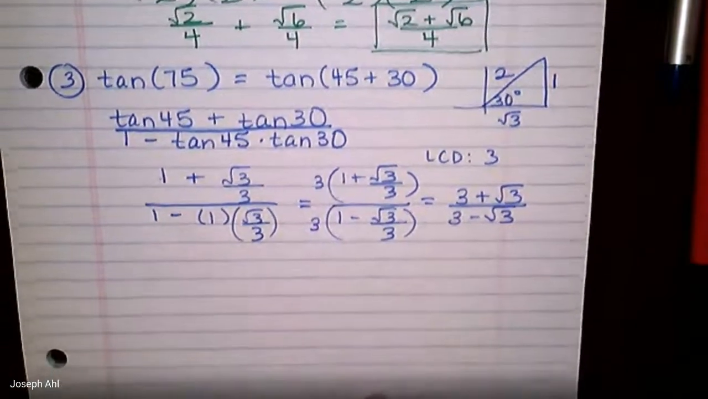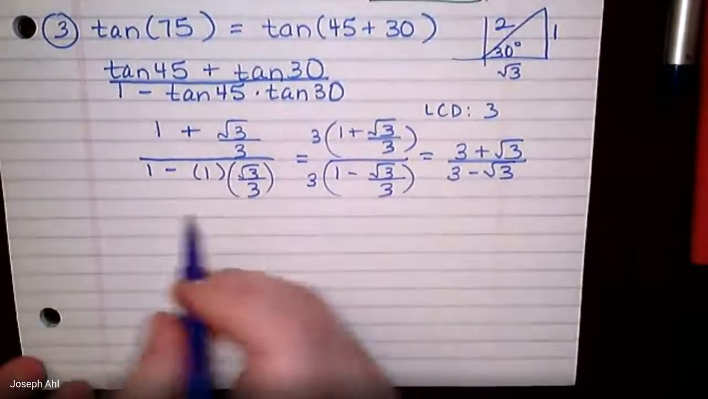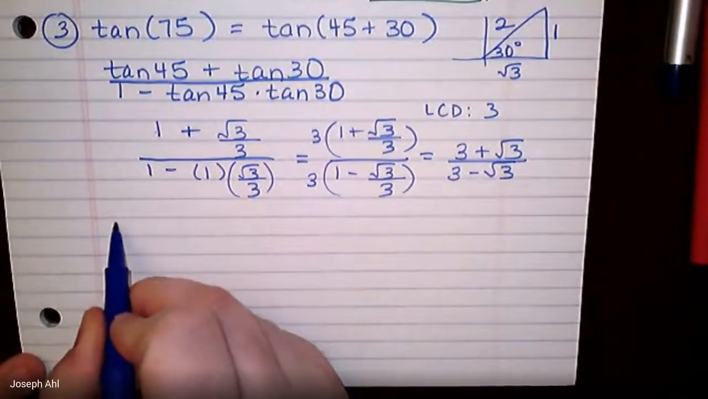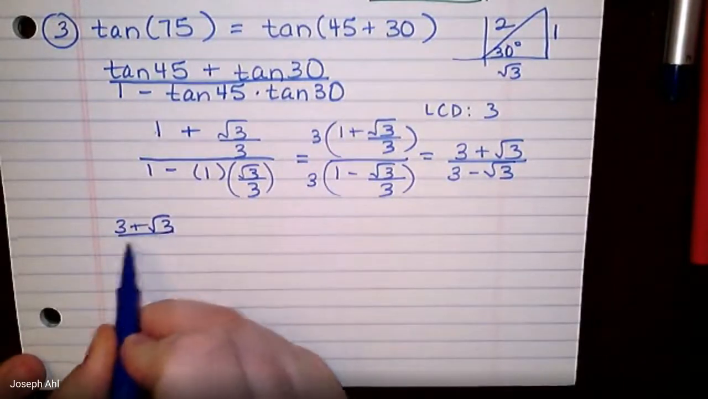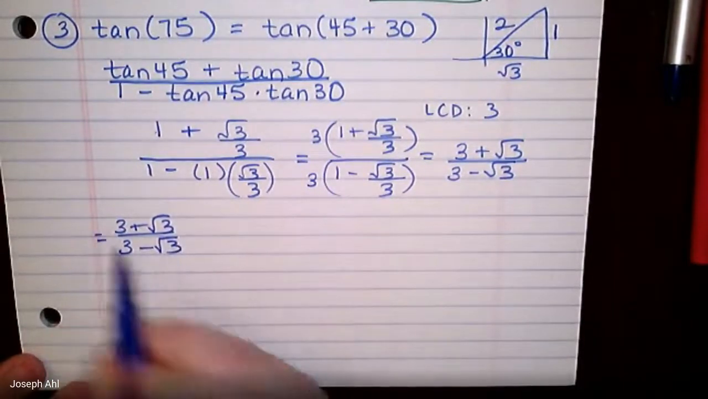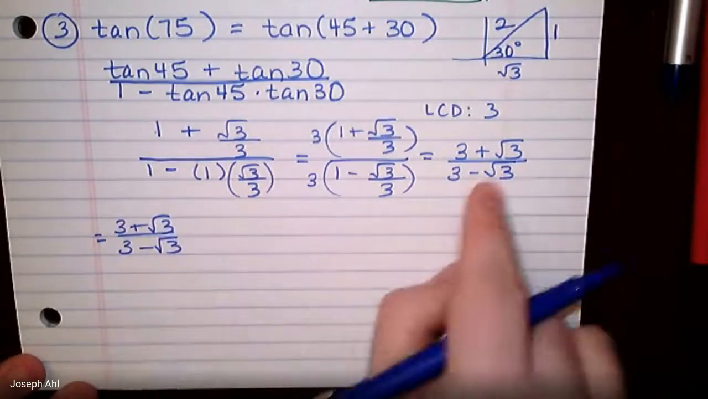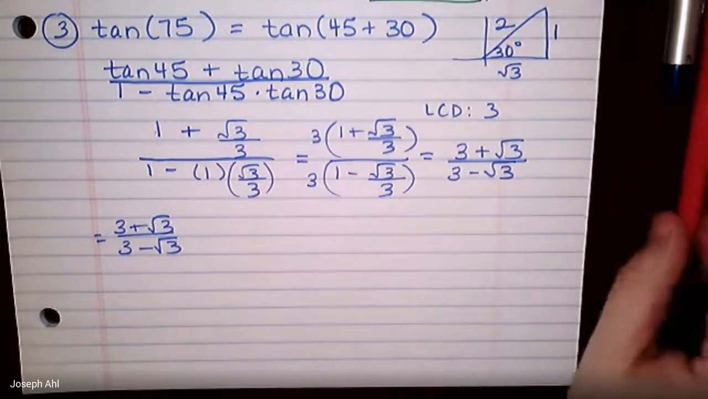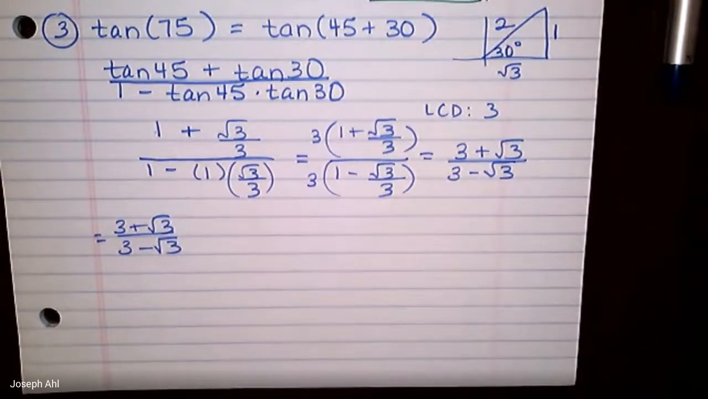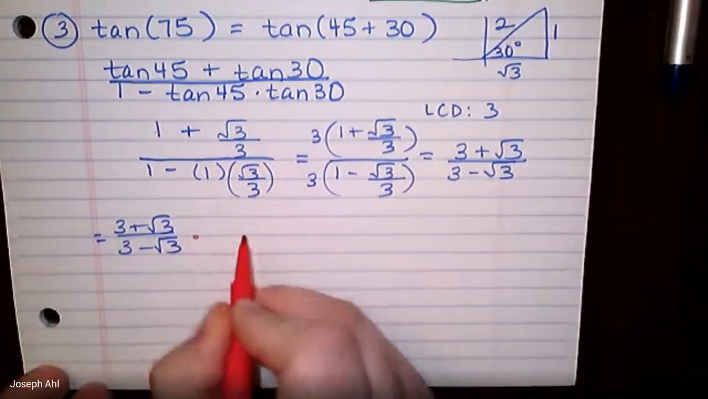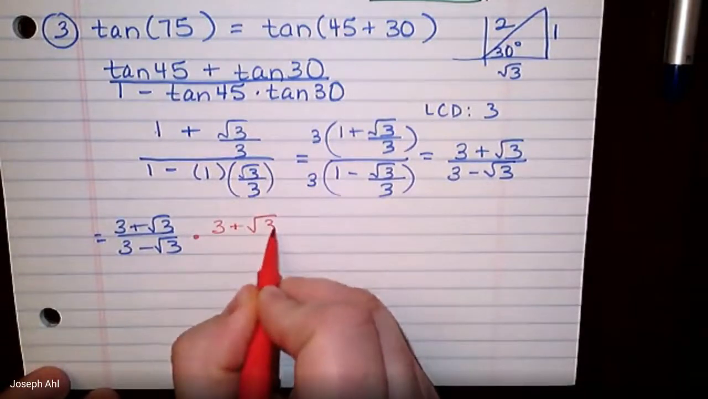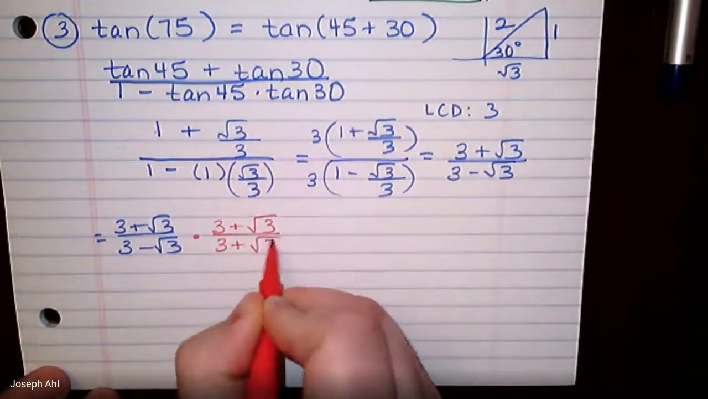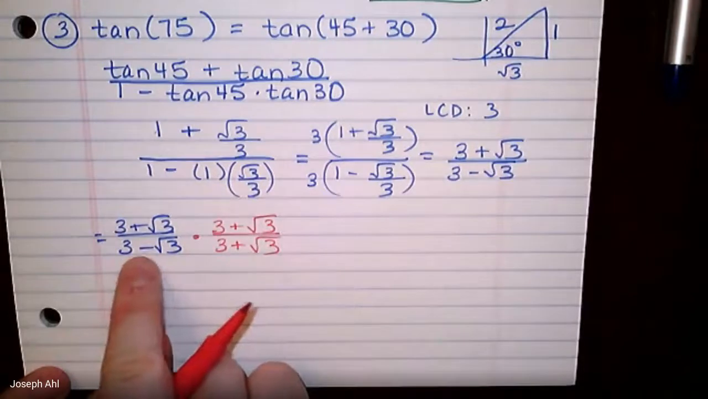And guess what? We are not even close to being done. This is not in simplest radical form yet. I'm just going to rewrite my answer over here for a second. So hopefully we're okay with that step where we multiplied through by the LCD. But now we have to rationalize the denominator, a skill from quite a while back. You're going to multiply the top and bottom by the conjugate of what's down here.